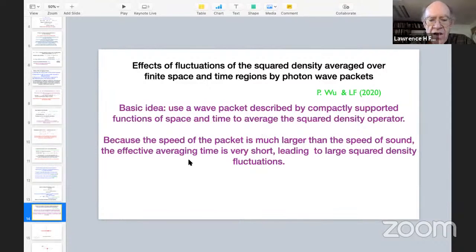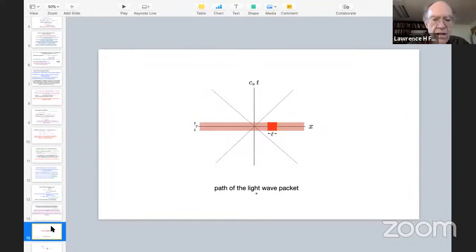And because the speed of the packet is much larger than the speed of sound, the effective averaging time is going to be very, very short. I'll show that on a space-time diagram in a moment. So it's going to lead to large density-squared fluctuations, because it's like averaging a relativistic field over a space-like interval.